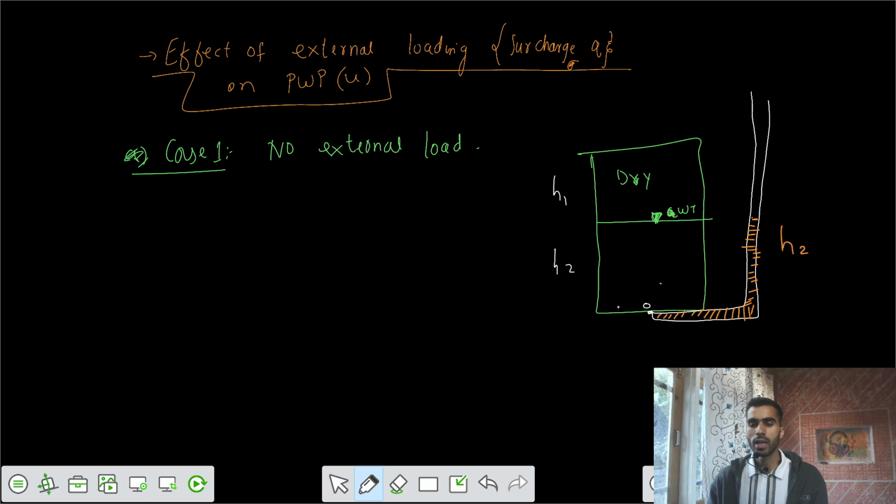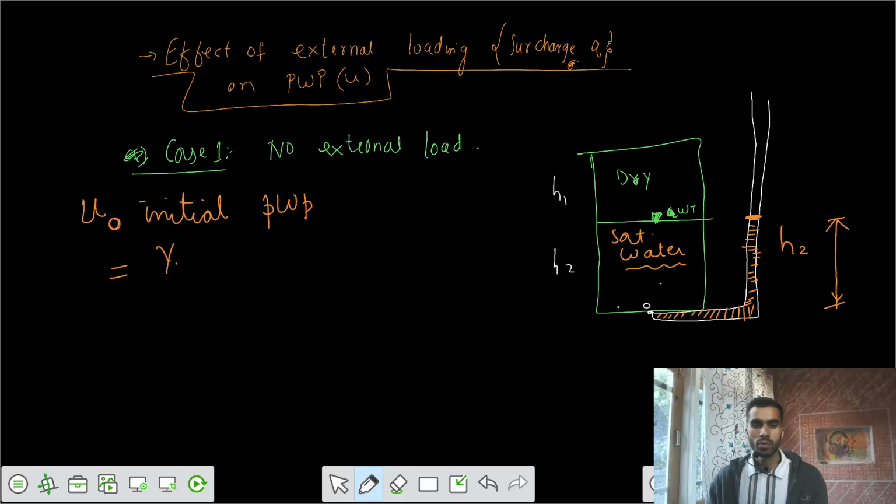So this height is actually H2. This is the height of rise of water in the piezometer, equal to H2. We call this the initial pore water pressure, so we can write it as U naught. It equals, since the soil is saturated and water is there, gamma W times the height H2. So that's your pore water pressure.